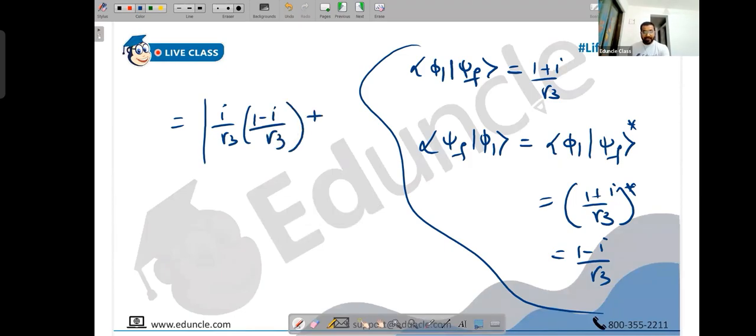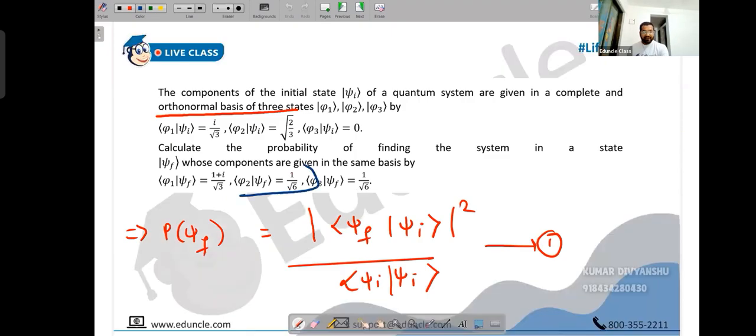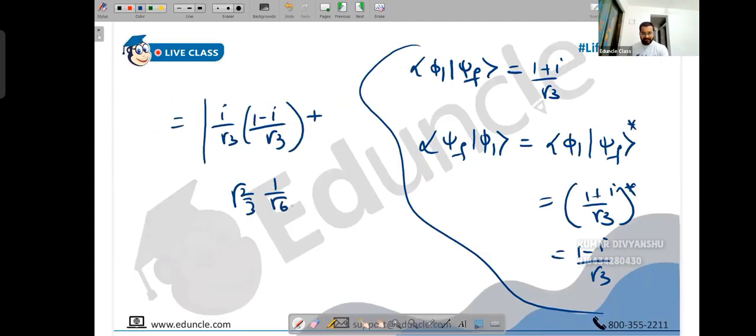Nice. Plus root of 2 by 3 into psi f phi 2. What is psi f phi 2? It is 1 upon root 6. This is real. Here you don't have a problem. So psi 2 phi f or psi f phi 2, they will be same because it's anyway 1 upon root 6. So that's real here. Good. You can directly write 1 upon root 6. The whole square. I hope you have written it. Psi 2 phi f is real. No problem.